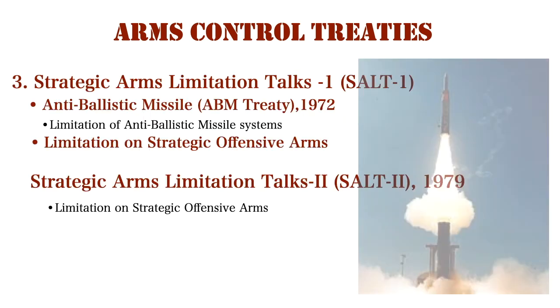Next we have the Strategic Arms Limitation Talks 1 and 2, that is SALT 1 and SALT 2. Now, under the SALT 1 treaty, United States and Soviet leaders signed in 1972 the Anti-Ballistic Missile, or the ABM Treaty, which was on the limitation of anti-ballistic missile systems and limitation on strategic offensive arms. The SALT II Treaty, which was signed in 1979, was on the limitation on strategic offensive arms. This treaty was signed between the United States and the USSR.